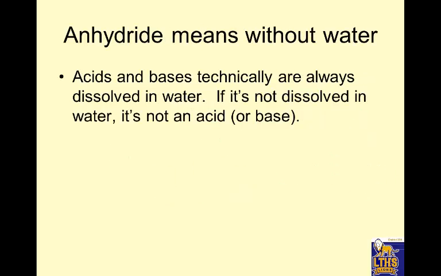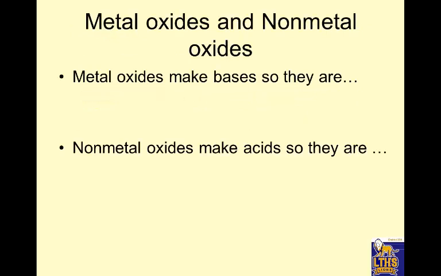Okay. All right. So next vocab word is anhydride. Anhydride means without water. Acids and bases technically are always dissolved in water. But if it's not dissolved in water, it can't be an acid or base because technically it has to be dissolved in water. So there are some chemicals, like metals with oxygen and nonmetals with oxygen, that are called anhydrides.